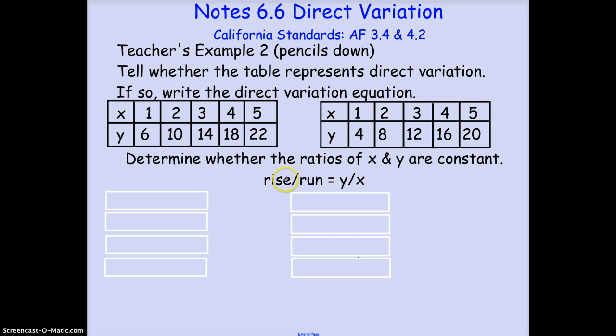So remember, we always do the rise over the run. This is the tricky part for a lot of students: the y is your numerator, the x is the denominator. So a lot of students try to write 1 over 6, and that's not correct. It would be 6 over 1.